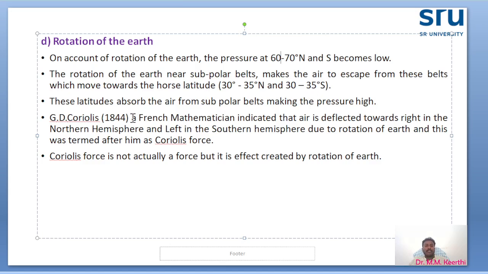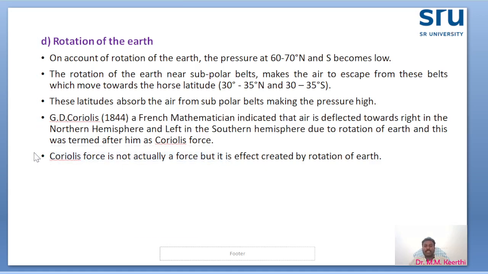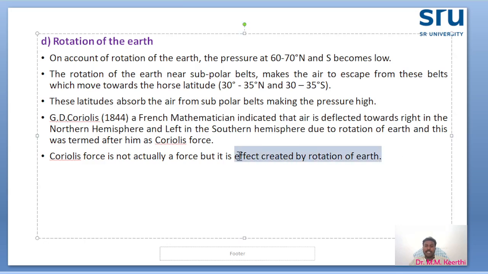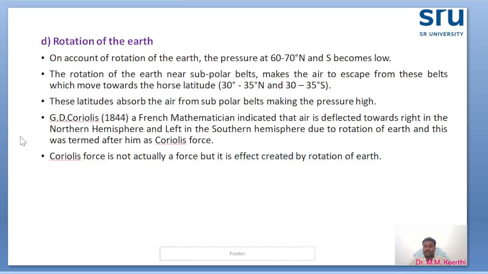When we are talking about the Coriolis effect, air will be deflected towards the right in the northern hemisphere. Air is deflected to the left in the southern hemisphere. This occurs due to the Coriolis force, and the Coriolis force is not an actual force. Why? Because it is created by the rotation of the earth.